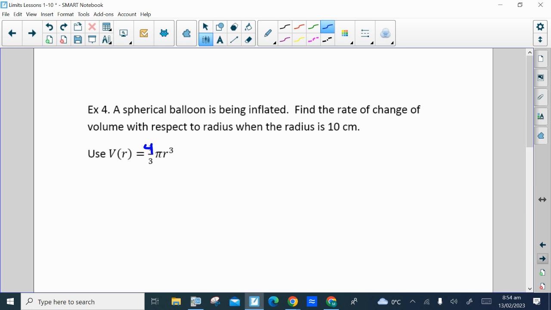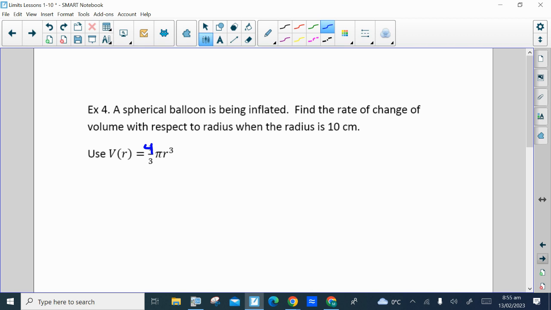The next one: a spherical balloon is being inflated. Find the rate of change of volume with respect to radius when the radius is 10 centimeters. So as the balloon is inflating, you can talk about the change in volume with respect to time, but now we see that you could also, in this case, find the rate of change of volume with respect to the radius. As the balloon is being inflated, the radius is increasing, and the volume then is increasing as well. So we're going to find the rate of change of volume with respect to radius, and the reason it has to be that way is because the formula for volume is in terms of radius.